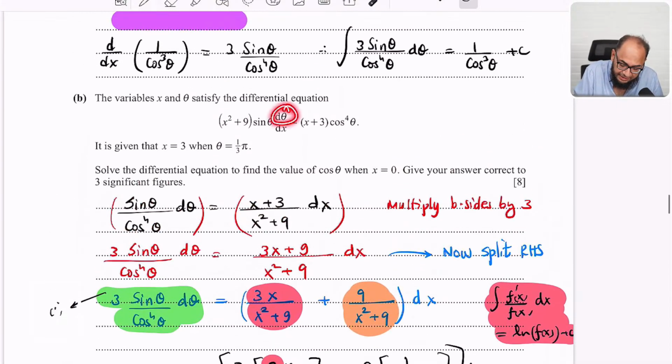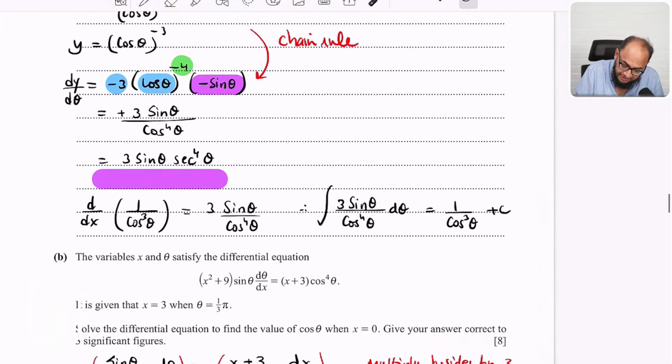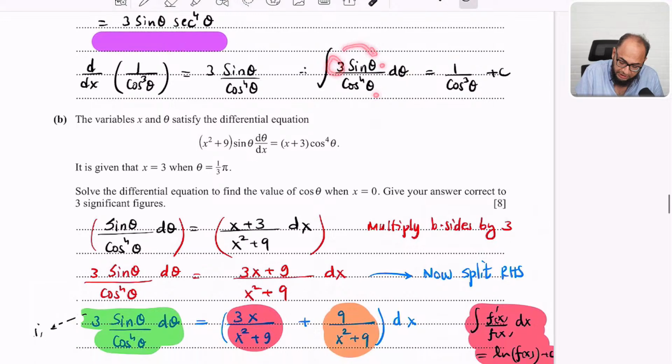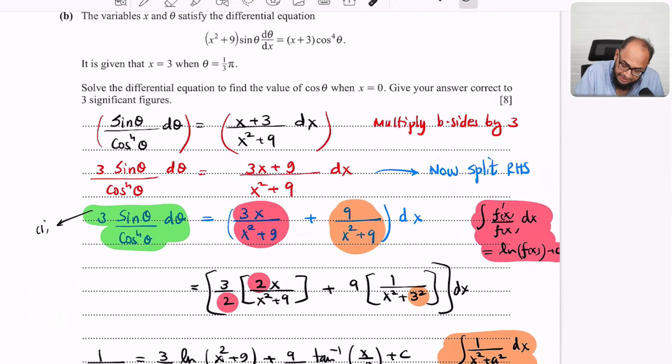The first thing, d theta is in the numerator. Take the d theta to the other side. Sine theta over cosine power 4 theta. That is the first step. Take this x squared plus 9 on this side, x plus 3 over x squared plus 9. Now over here, we have this thing that is 3 times sine theta over cosine power 4 theta. So what I did is that I multiplied both sides by 3. This is 3 sine theta over cosine power 4 theta, 3 into x, 3x, 3 into 3 is 9. Now split the right hand side. So this is 3x over x squared plus 9. This is 9 over x squared plus 9. A very, very classical question.